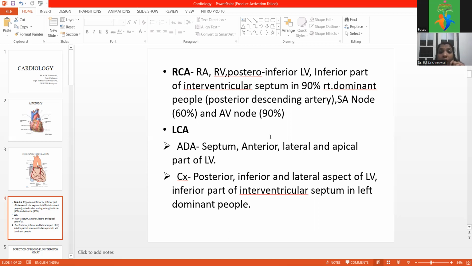And we have already told that in right dominant people, 90% the right coronary artery supplies, and in left dominant people, the circumflex coronary artery supplies the inferior part of the interventricular septum. Hope you understand. The important things you should remember in this slide are regarding the SA node and AV node, which the RCA supplies, and that the circumflex coronary artery mostly supplies the left ventricle.